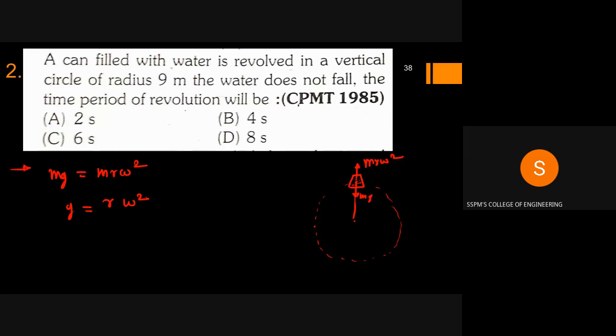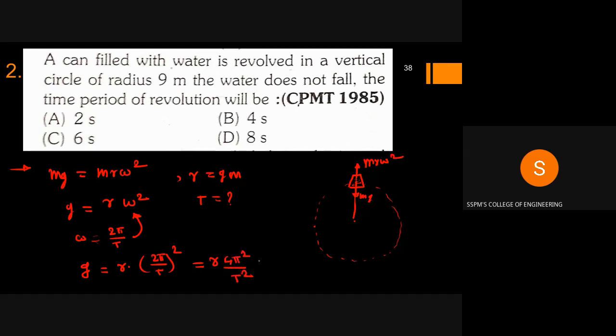What is given in the problem? The radius is given as 9 meter, and the question is we have to find the time period of the revolution. So we need to write omega in terms of time period. Omega is equal to 2 pi upon T. So g is equal to r in bracket 2 pi upon T bracket square, which is r 4 pi square upon T square.